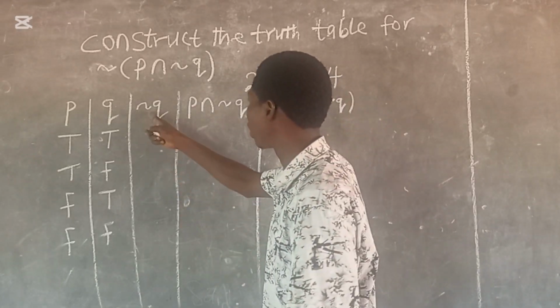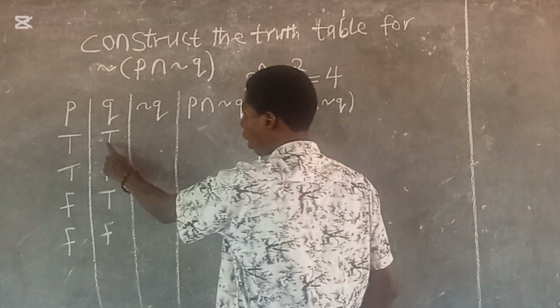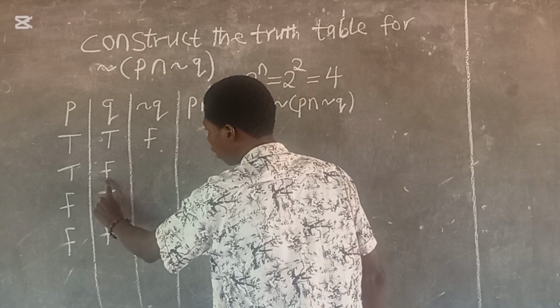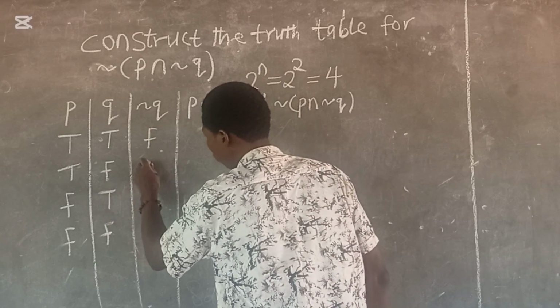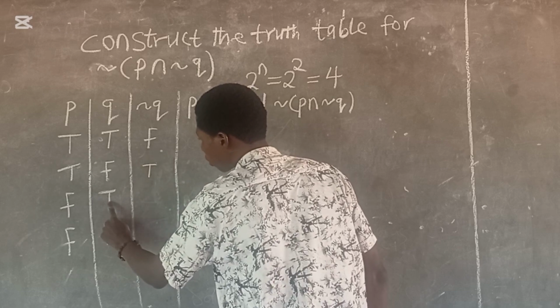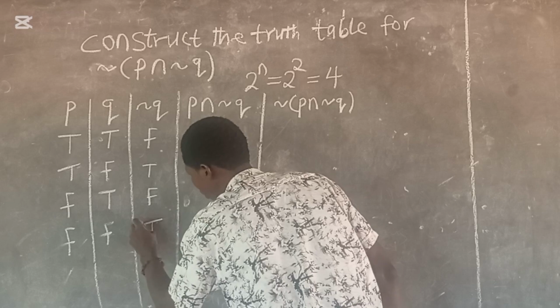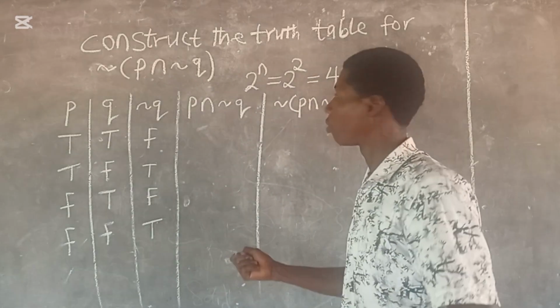Now here I'm having negation Q. I'm having T here, automatically it is F. Then I'm having F here. The opposite of F is T. Then the opposite of T is F. The opposite of F is T. That is how you solve negation.